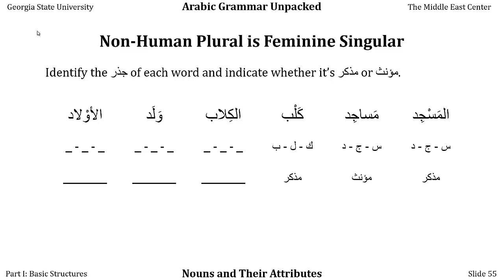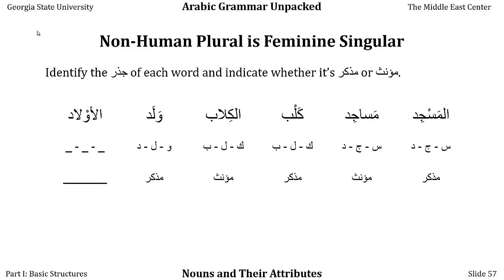Kelb, dog, kaf, lam, ba is pretty obviously its root, and it's mudhakkar, it's masculine. If you want to make it a female dog, you can add ta marbuta and make it feminine. But just kelb by itself, or dog, is mudhakkar, or masculine. Al-Kitaab, however, the plural, has the same root, but it becomes mu'annath, because even if the dog really thinks it's a person, like some people's dogs do, it's still not a reasoning being, and therefore when we make it plural, we keep it singular, but turn it into feminine.